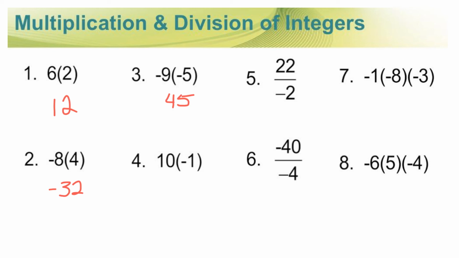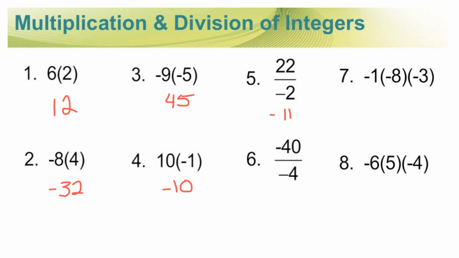For question number 4, I have 10 times negative 1. Well, 10 times 1 is 10. And there's one negative, so that means my answer is negative. For question 5, 22 divided by 2 is 11, and since there's only one negative in the problem, which is an odd number, my answer is going to be negative.